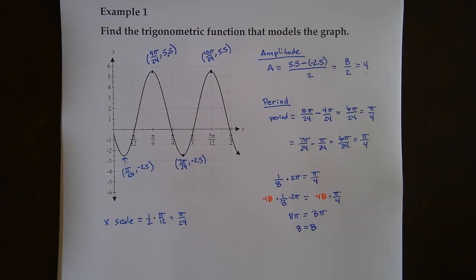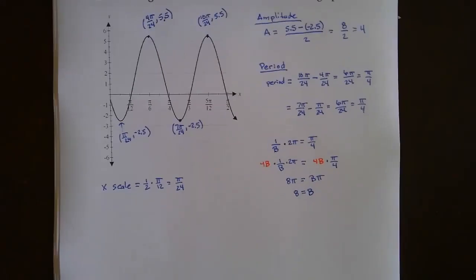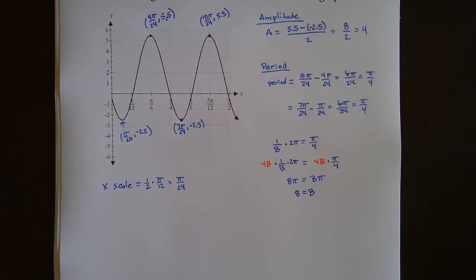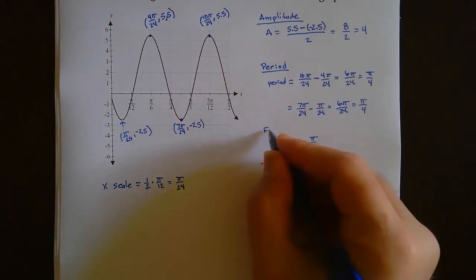There's no name for that b value, so that's why it's not labeled. I just said find the period, and then we're going to find the b. Maybe find the b.